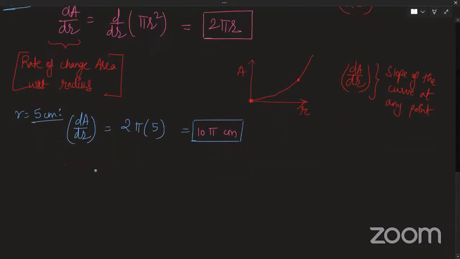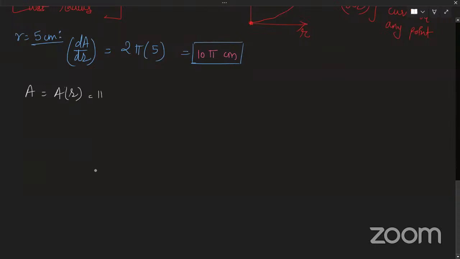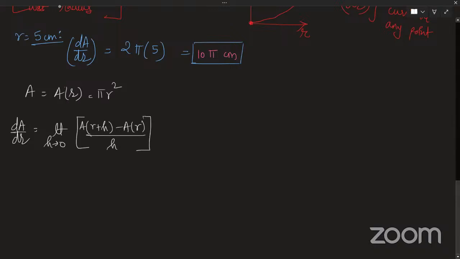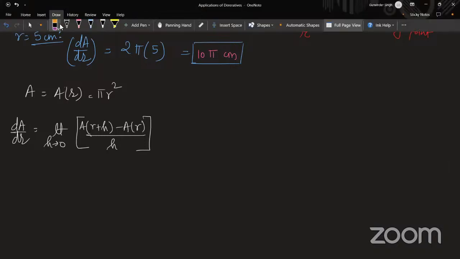Okay. So dA by dr is basically what? Just go back to the first principle. What does the first principle of derivative tell you? If you represent your A as a function of radius, that is pi r square, then dA by dr at any point would give me limit h tends to 0, A of r plus h minus A of r, whole divided by h, right? Is this correct?